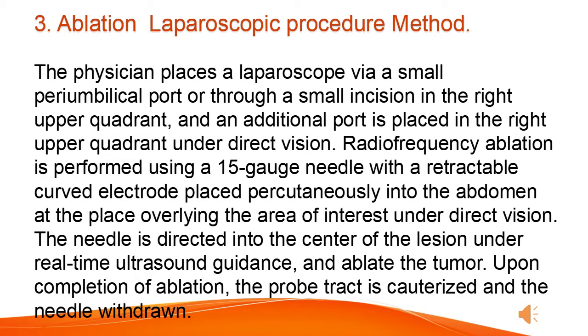Ablation laparoscopic procedure method. The physician places a laparoscope via a small periumbilical port or through a small incision in the right upper quadrant, and an additional port is placed in the right upper quadrant under direct vision. Radiofrequency ablation is performed using a 15-gauge needle with a retractable curved electrode placed percutaneously into the abdomen at the place overlying the area of interest under direct vision. The needle is directed into the center of the lesion under real-time ultrasound guidance, and ablates the tumor. Upon completion of ablation, the probe tract is cauterized and the needle withdrawn.